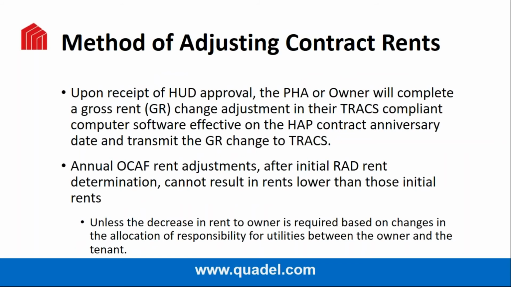Once the new low rent schedule and the Exhibit A have been received by the PHA or owner, you'll then need to go in and process what we refer to as a gross rent change in your HUD compliant software system. The increased rents are effective on the HAP anniversary date, and the approved gross rent change, once processed in the software system, must be submitted electronically to HUD's Tenant Rental Assistance Certification, or TRACS system.